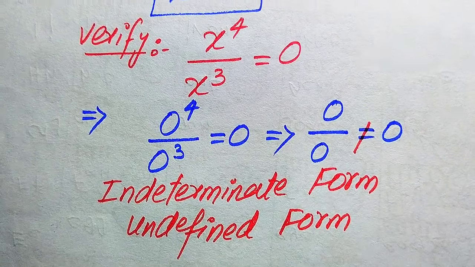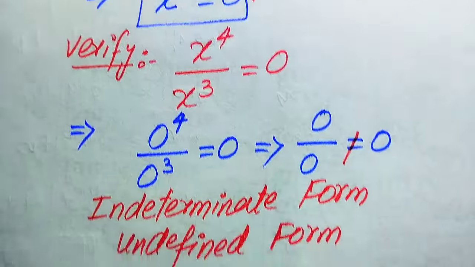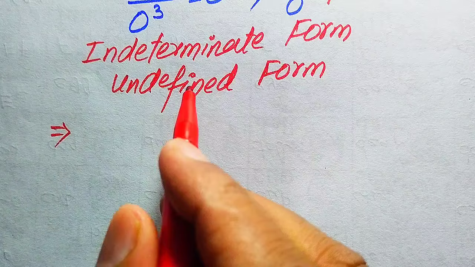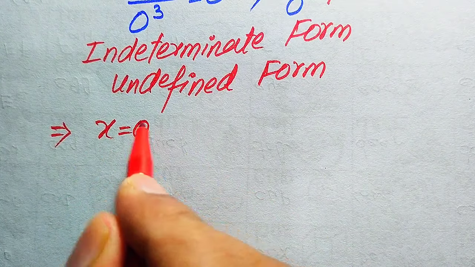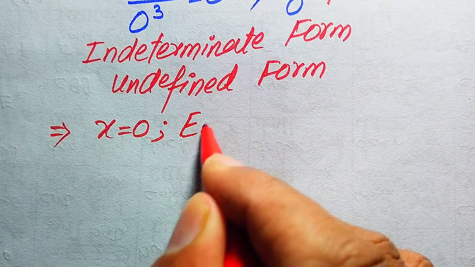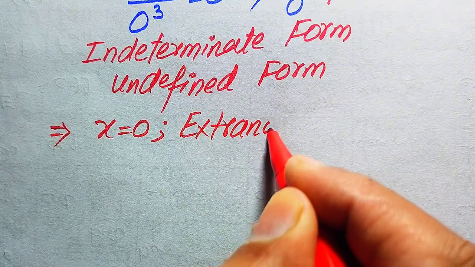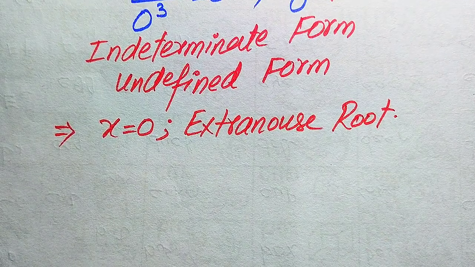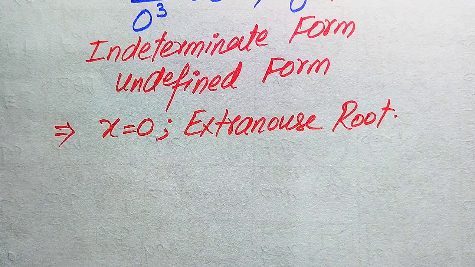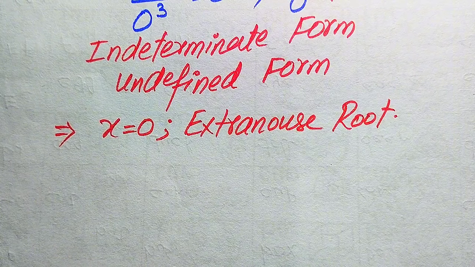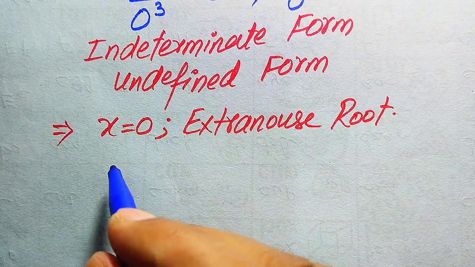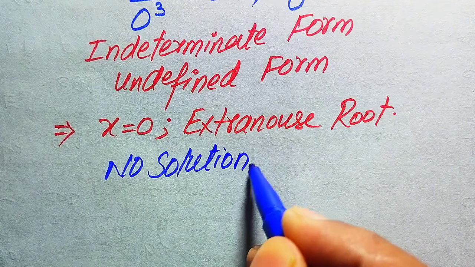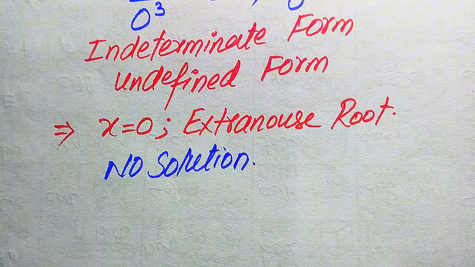If both of the sides are not equal, then we conclude that x equals 0 is the extraneous root of the given equation. So we write here that x equals 0 is the extraneous root of the given equation. And you see that we cannot get any other value of x which satisfies our given question statement. So finally we conclude that this question has no solution, because we cannot get any value of x which satisfies our given question.